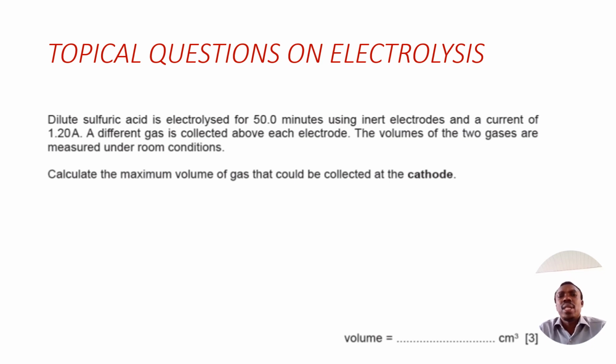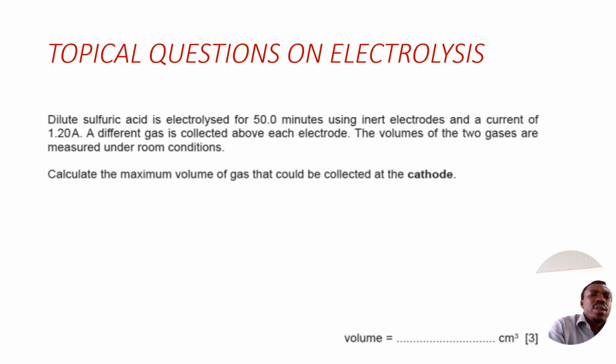A different gas is collected above each electrode. The volumes of the two gases are measured under room conditions. You have to calculate the maximum volume of gas that could be collected at the cathode. So the first thing to do is to write down the equation at the cathode.